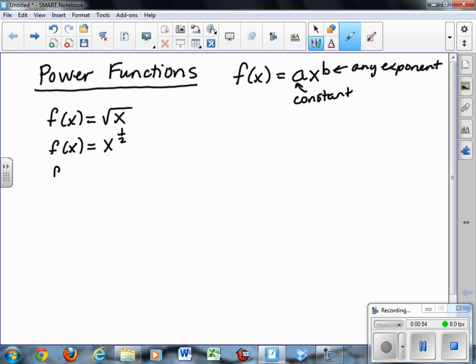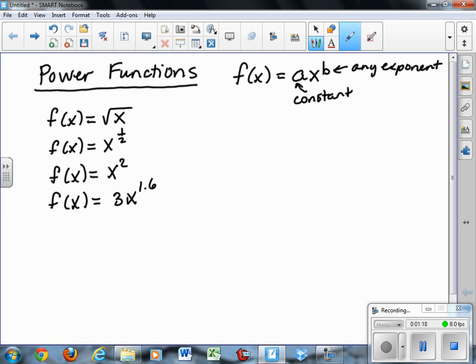Of course, another power function that we have is the quadratic function, the simple parent quadratic function. Now, if I added additional terms to it, like x squared plus 4x plus 3, it would no longer be a power function. A power function only has one term. Another example of a power function would be f of x is equal to 3x to the 1.6 power.